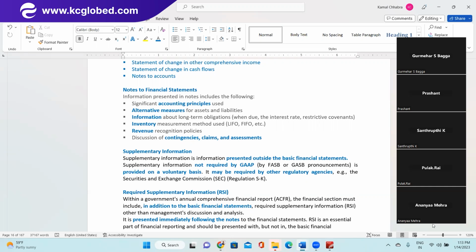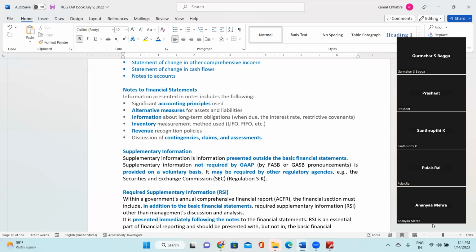Yes sir. So now coming back to the notes to financial statement. First thing is significant accounting principles and policies used, or alternative measurement of assets and liabilities that you need to provide. Second is information about long-term obligations, when they are due, interest rate, restrictive covenants they have, inventory measurement, revenue recognition, discussion of contingencies, claims, assessments. All these things come under the notes to accounts.